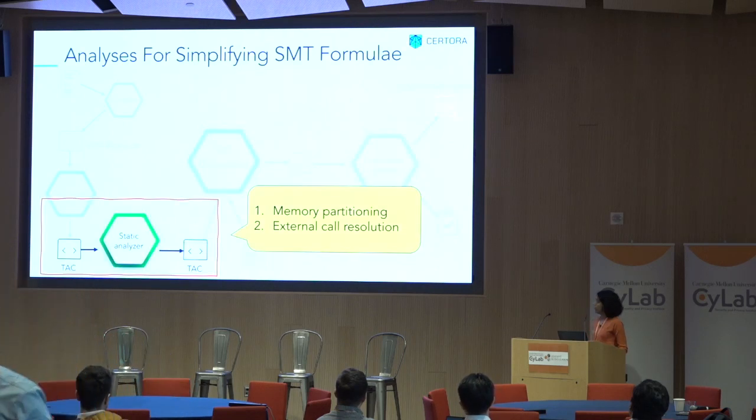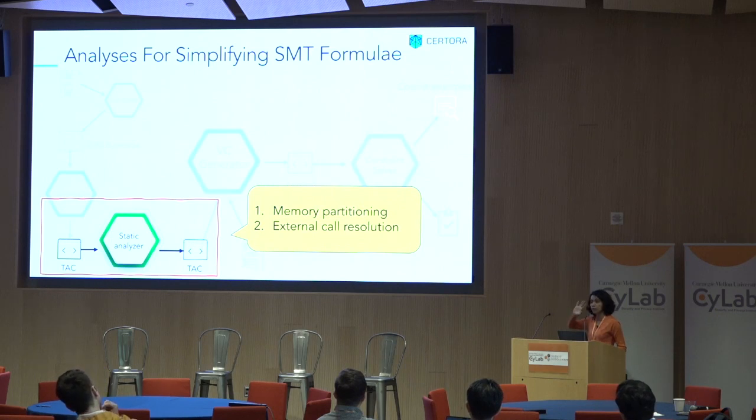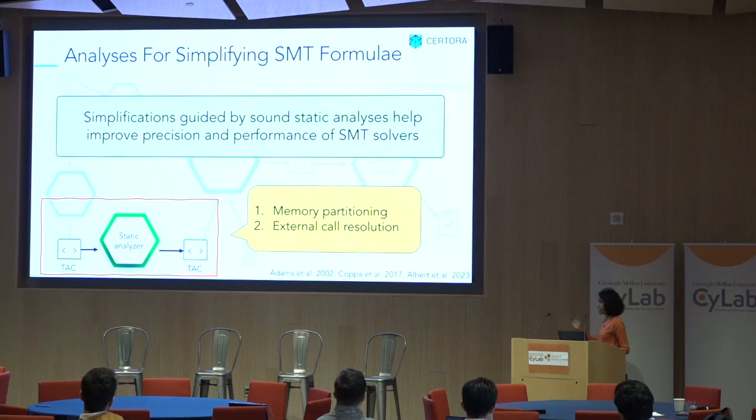As I said, in today's talk I'll focus more on this particular part. The key idea here is we have programs in our TAC IR, and we do various analyses on them, and the analyses help us simplify the TAC further. By simplifying the TAC before we generate the verification conditions, we have found that the results of the SMT solvers can be more precise, and we can have faster turnaround.